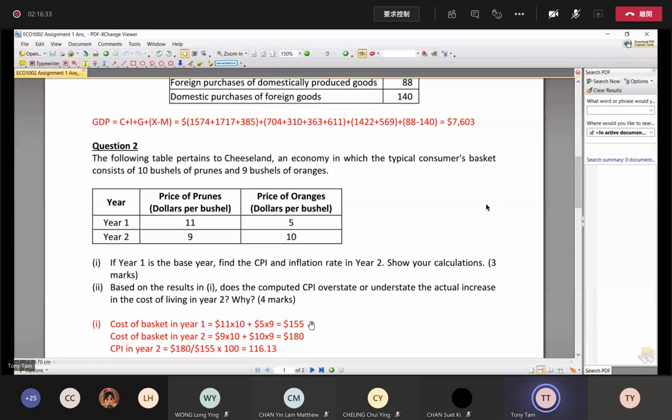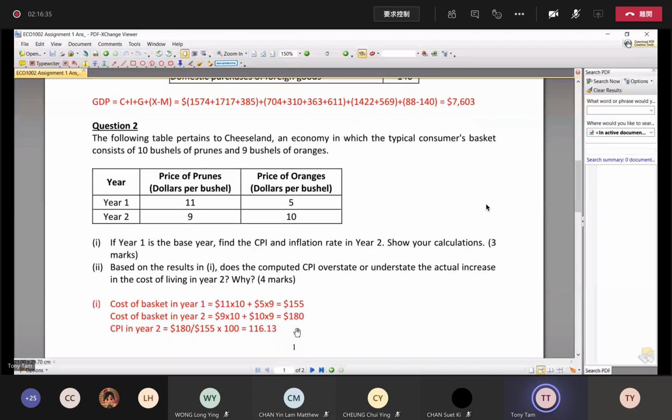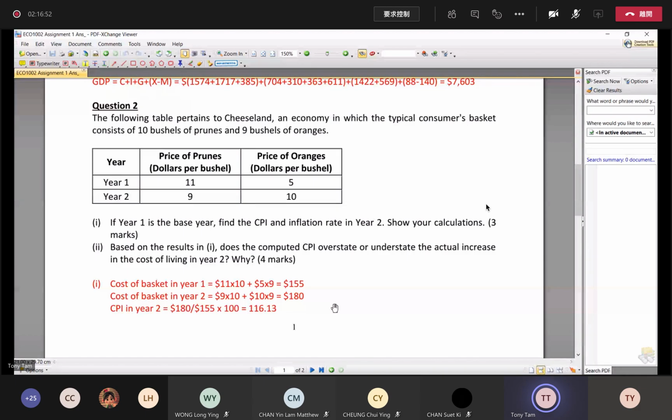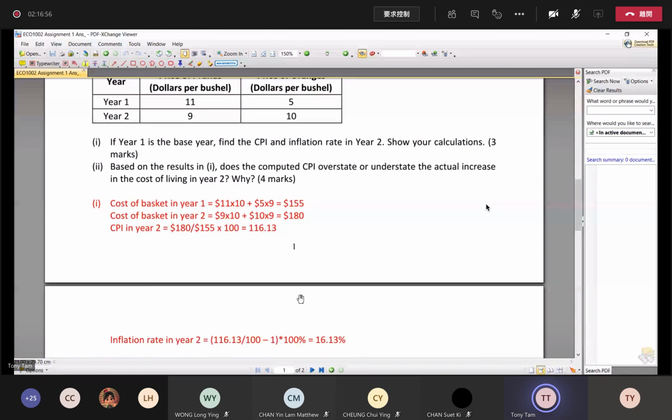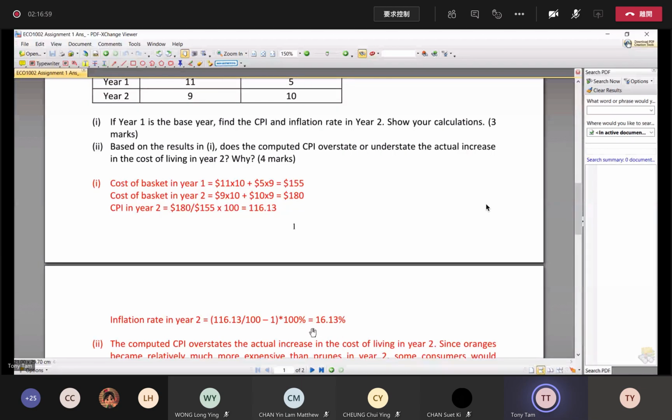So here will be the basket. Nobody will get this question wrong. You just take reference of your lecture notes and you will find it out. Right here. CPI in year 2. And of course, CPI in year 1 will be 100, because the CPI in the base year will be 100. So here will be the inflation rate, of course 16.13. So any question about that?